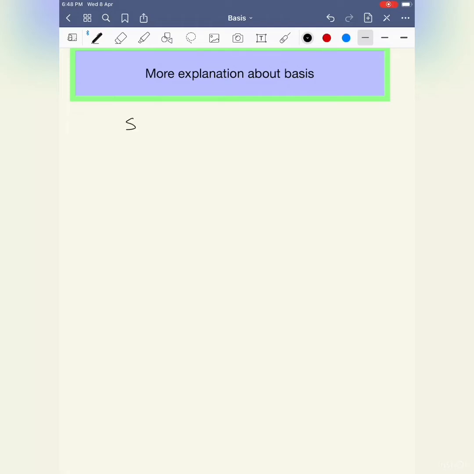Suppose I'm going to care about a finite dimensional vector space. What is a finite dimensional vector space? At least right now, there exists at least one spanning set S inside V such that the cardinality of S is finite. Then we call this a finite dimensional vector space.